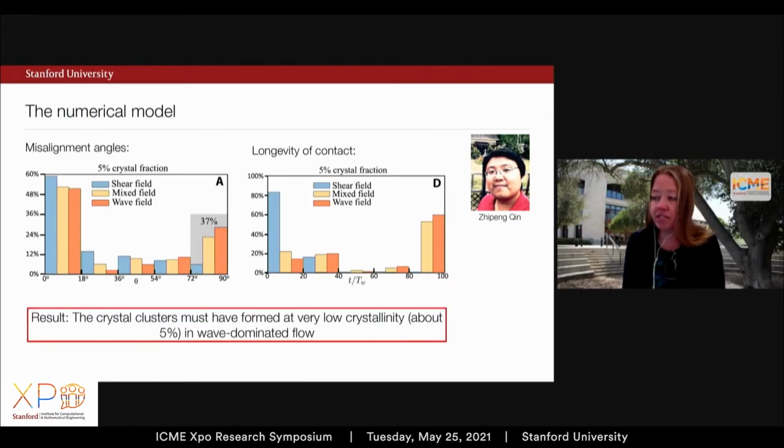So our statistical analysis of this larger group of crystals suggests the specific conditions under which these aggregates must have formed, which are at very low crystallinity. Even above 5% crystallinity, the interactions between the individual crystals will destroy this bifurcation in our governing equation. They will destroy the preferential alignment that the wave built. So I need to have a really low crystallinity, and I need to have a wave-dominated flow. And only under these conditions will the crystals be long-lived enough.